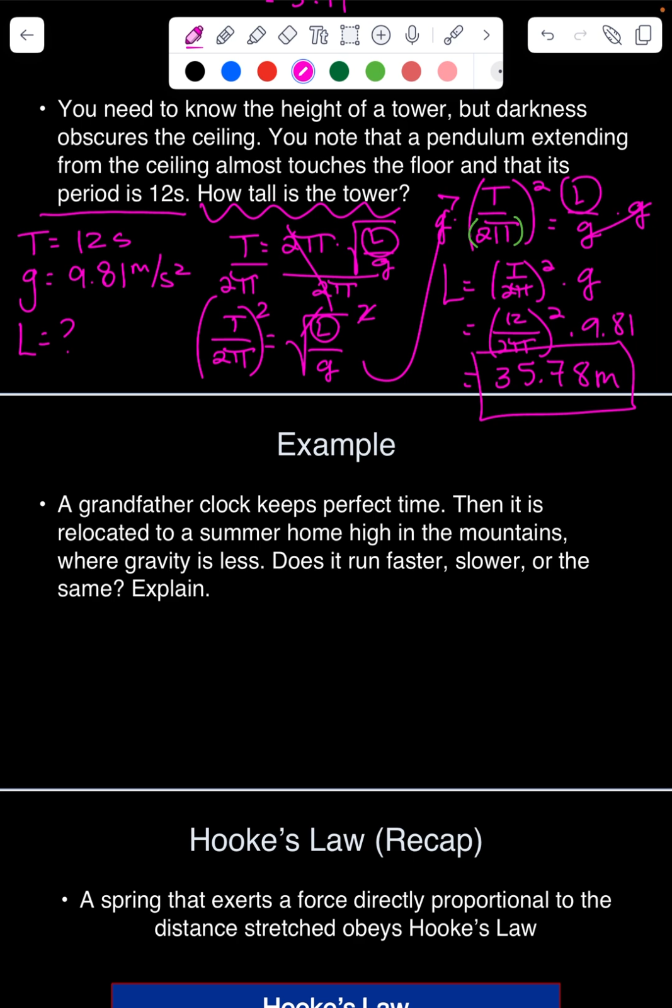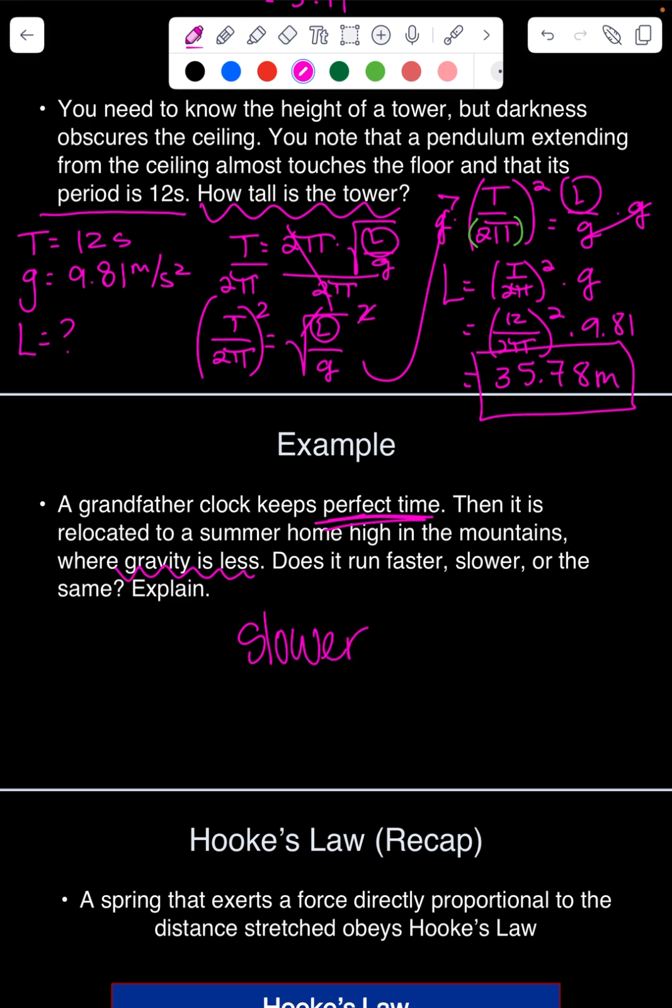So say that you have a grandfather clock that is running on perfect time. It's keeping perfect time. But then you take it to your summer house that is super high in the mountains, so high altitude, where we know we have a little bit less gravity. We want to know, is this grandfather clock going to run faster, slower, or is it still going to keep that same perfect time? In answering this, we have to remember that gravity is our restoring force. So if we have less gravity, that is going to pull it down a little bit slower. So it's going to run a little bit slower.